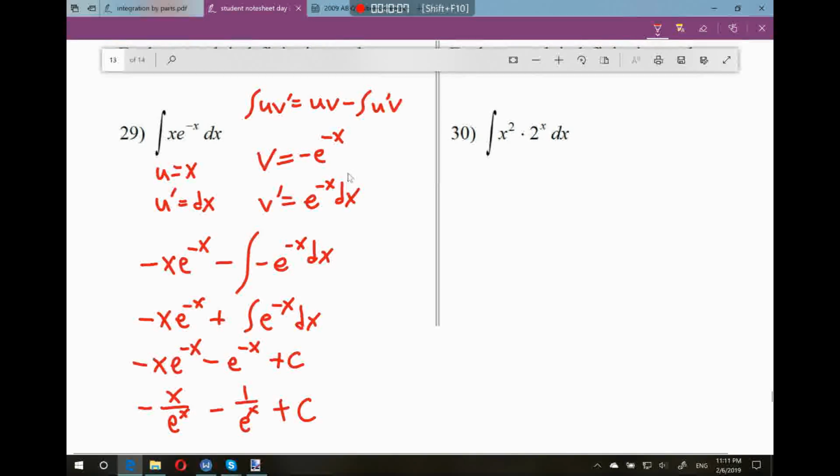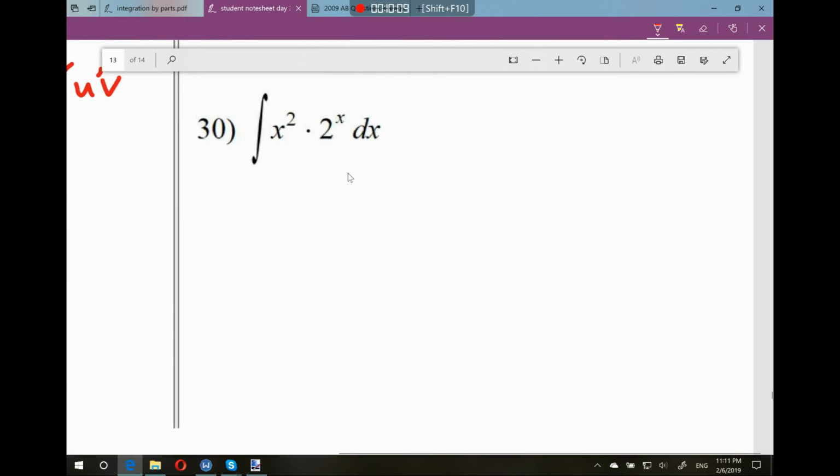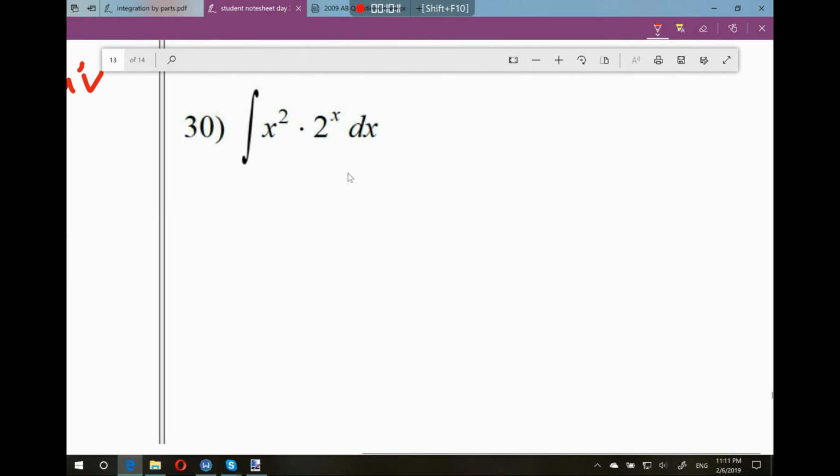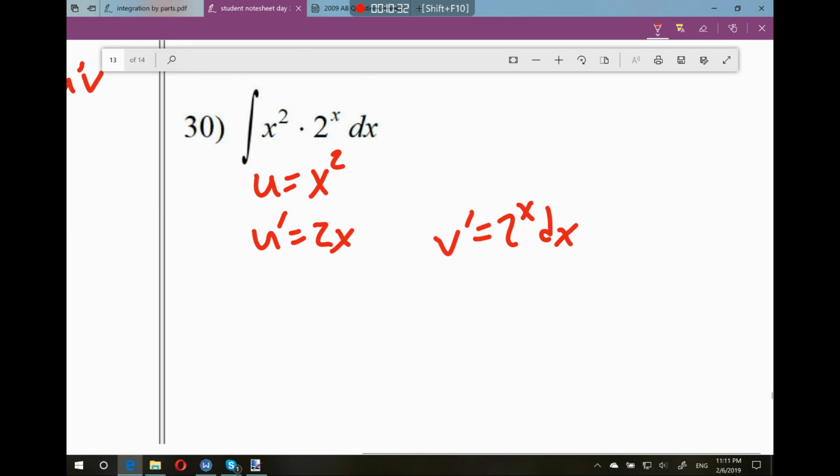So for number 30, which part do you think we will derive, and which part do you think we will integrate? Derive the x squared and then integrate the 2 to the x. Perfect. So I'm going to derive the x squared. That'll give me 2x, and we will integrate 2 to the x dx.